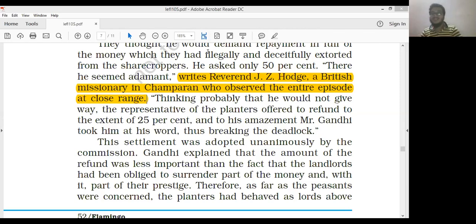So Gandhiji said that he was not concerned about the money. You pay 25%, but at the same time, you also pay the part of their prestige which you have hampered. Is it possible? Can you pay kindness? Can you pay help? Can you give back a part of their prestige which someone has snatched away?